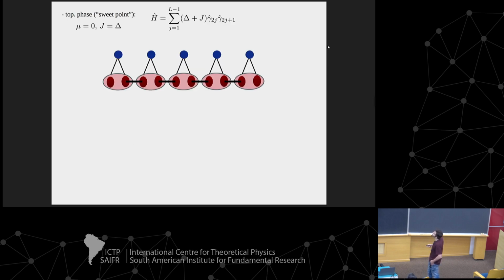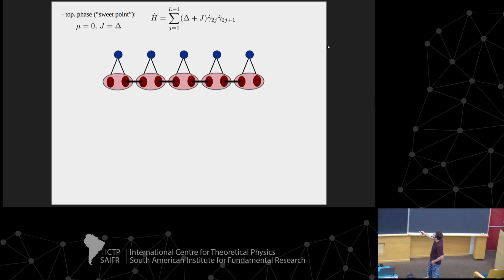So let's just put this schematically, going back to the sweet point again. The only term that survives is this one in here. And you see that now you split all of your fermions into the two Majorana fermions that described them. But then the interaction between the Majorana fermions is always from the right one of the j-th site, this one in here, to the left one of the j+1 site.